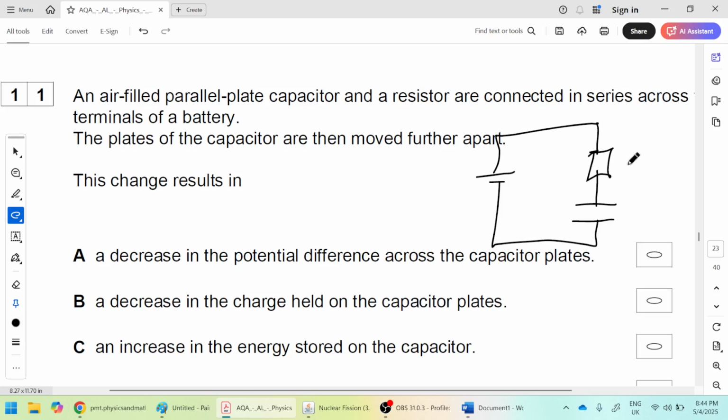What does that do to capacitance? It reduces the capacitance because C, that's the equation. I think you can find it there. Yeah, C is inversely proportional to D, with something on the top. But basically, when you increase the D, C decreases.